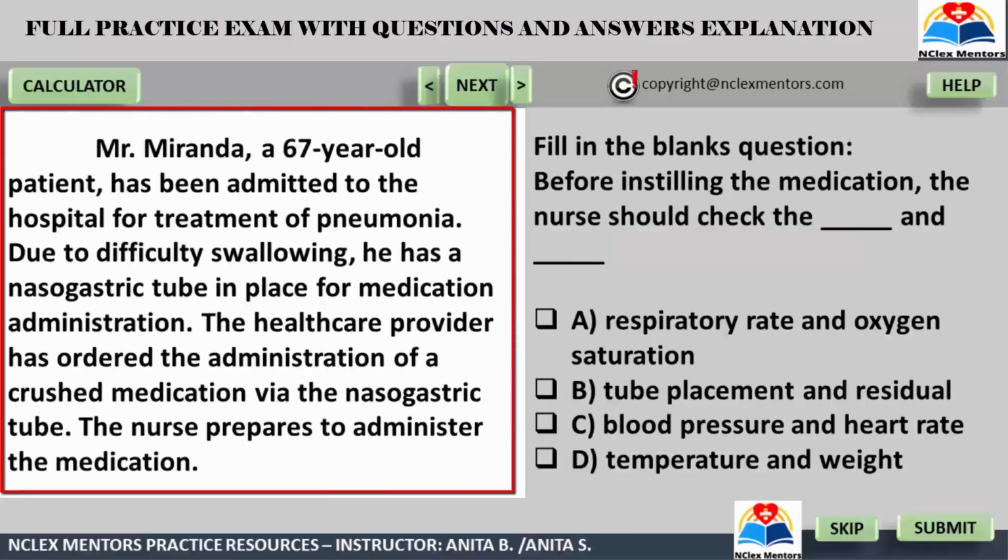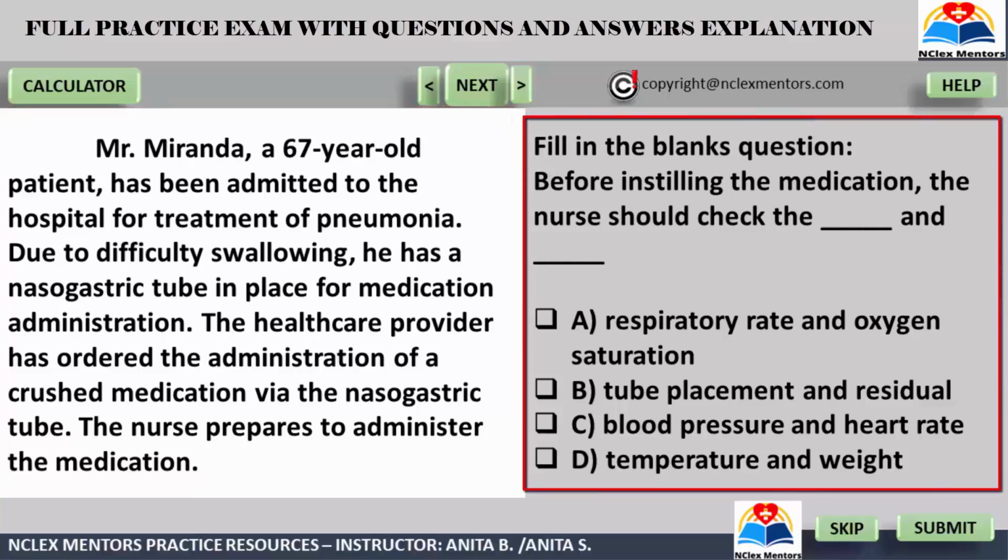Mr. Miranda, a 67-year-old patient, has been admitted to the hospital for treatment of pneumonia. Due to difficulty swallowing, he has a nasogastric tube in place for medication administration. The healthcare provider has ordered the administration of a crushed medication via the nasogastric tube. The nurse prepares to administer the medication. Fill in the blanks question.